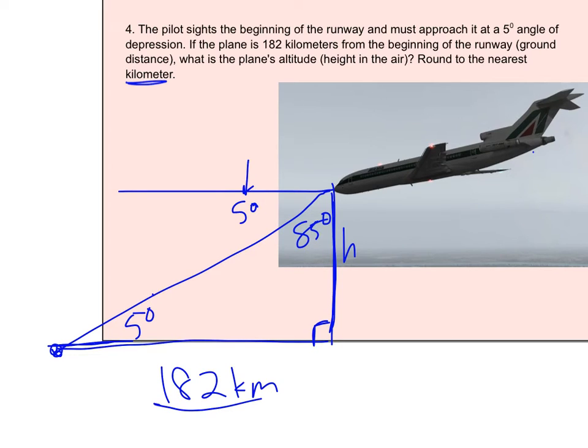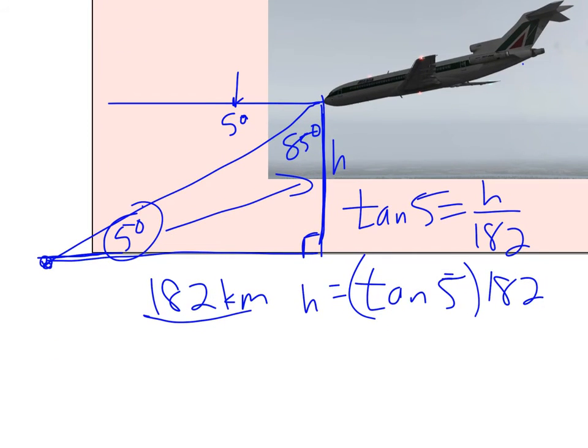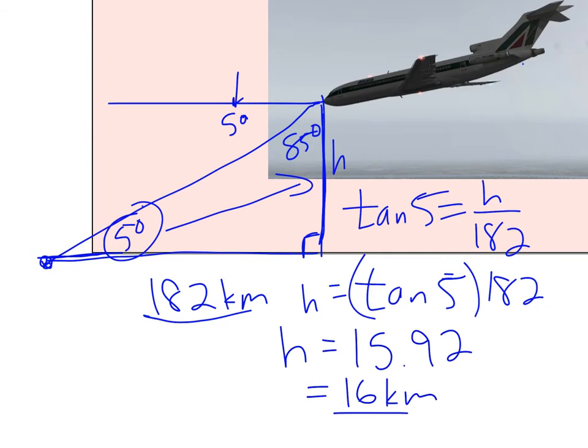So I can use either one. I'll just use 5 for consistency. So the tangent of 5 equals my height over 182. So that's going to be the tangent of 5 times 182. So that's going to be 15.92, but it's rounded to the nearest one. So that plane is going to be 16 kilometers in the air.